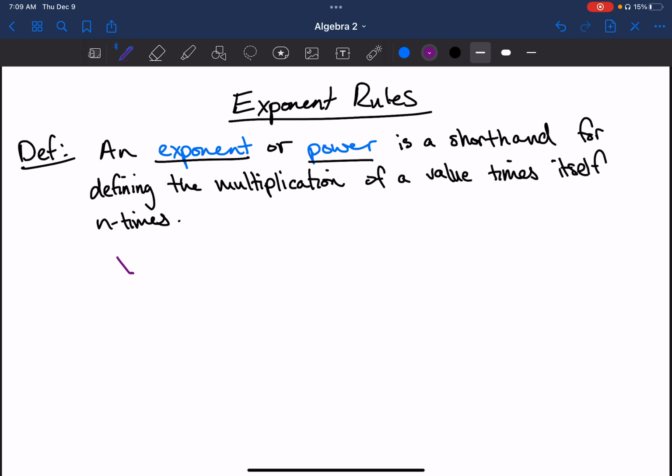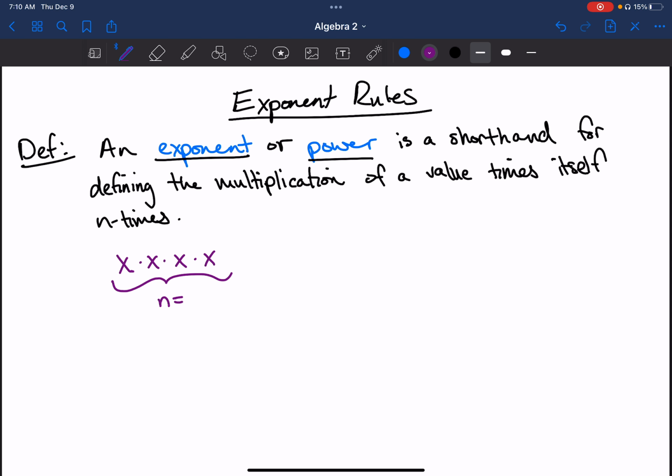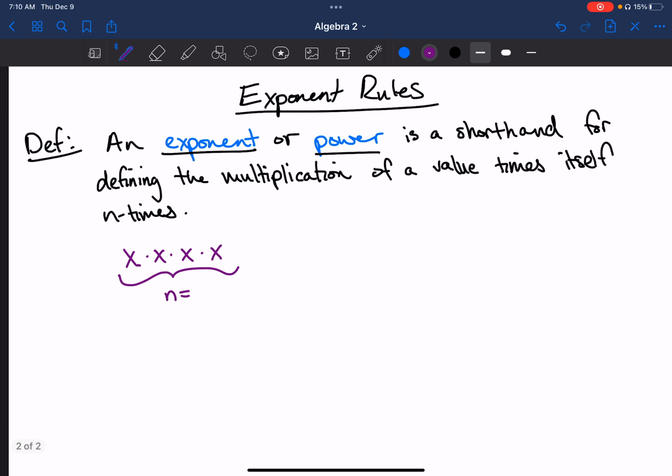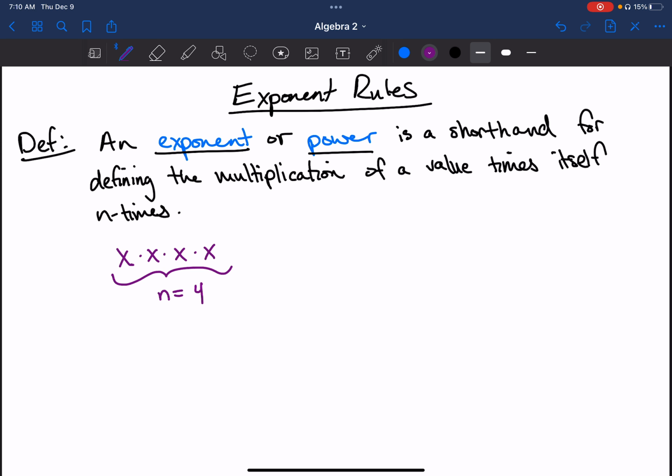If I have x times x times x times x, well, this fits in, so we have a value x, and we're multiplying it by itself. So x times x times x times x. And we're doing that, what we say is n times. So here, this is n. And in this case, you just count. How many things are there? There are 4 n's. So we would rewrite this and say that this is x to the 4th power.